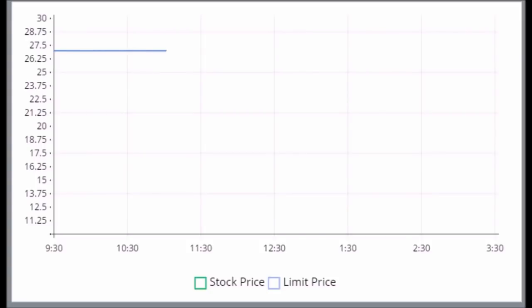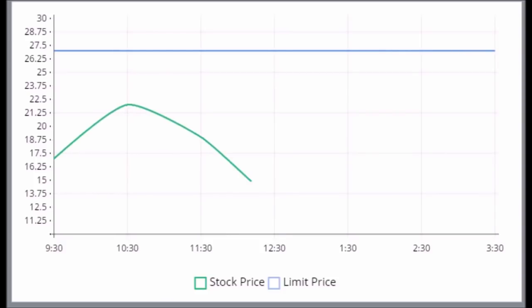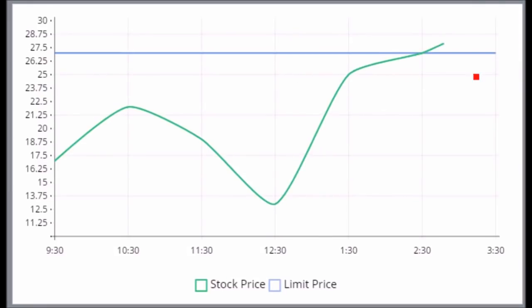In this case, we're going to use a limit sell order set to $27. This is for a stock we already own. We see its price is moving up and down, but we'll wait until the price moves up above our limit price and the order will execute, getting us the highest profit that we set our limit for.